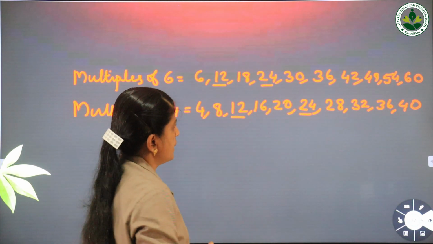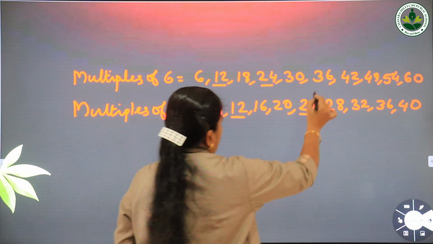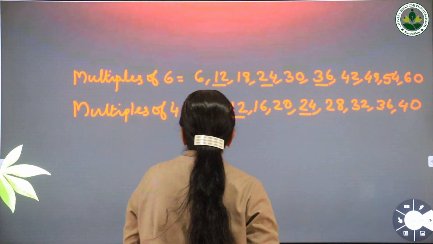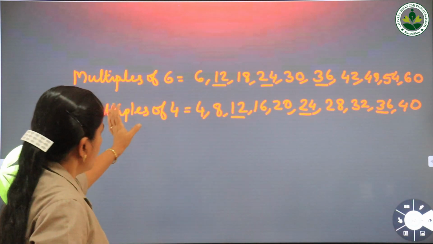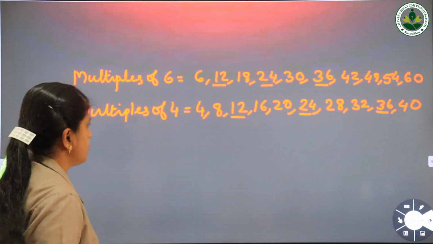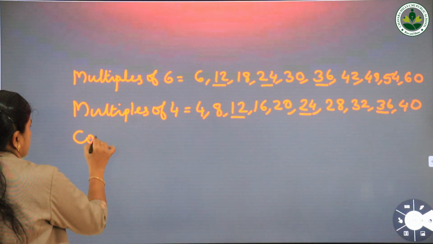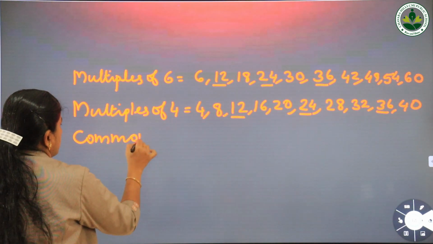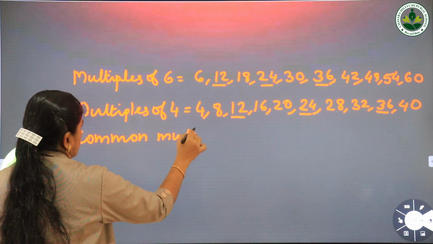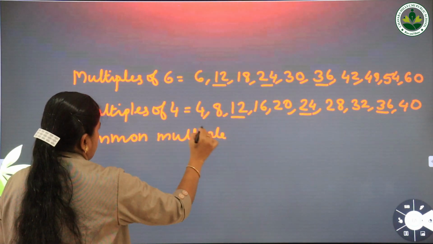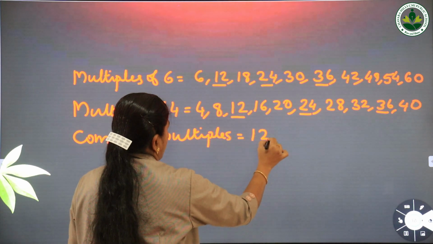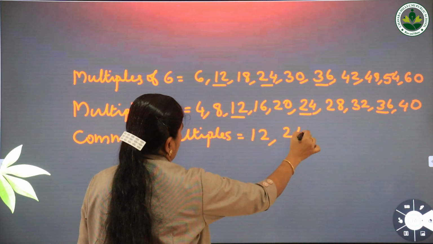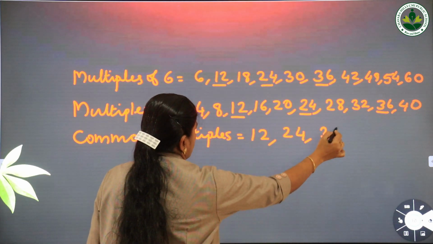In the same way, 24 is a multiple of 6 and a multiple of 4, isn't it? And any other number? 36 also. 36 is a multiple of 6 and 4. Therefore, we can find the common multiples. We write down the common multiples from the first 10 multiples. The first common multiple is 12, the second common multiple is 24, and the third one is 36.